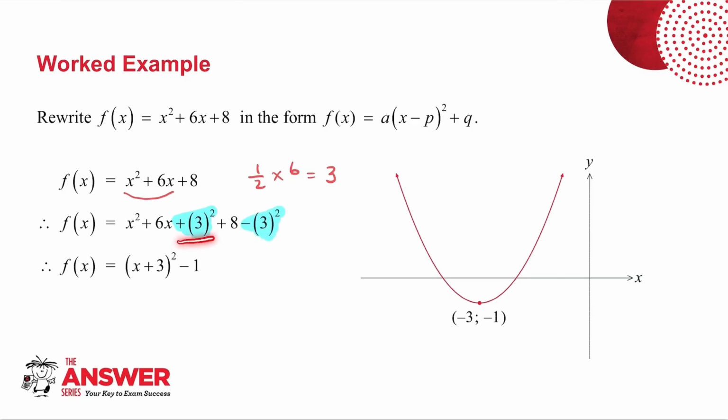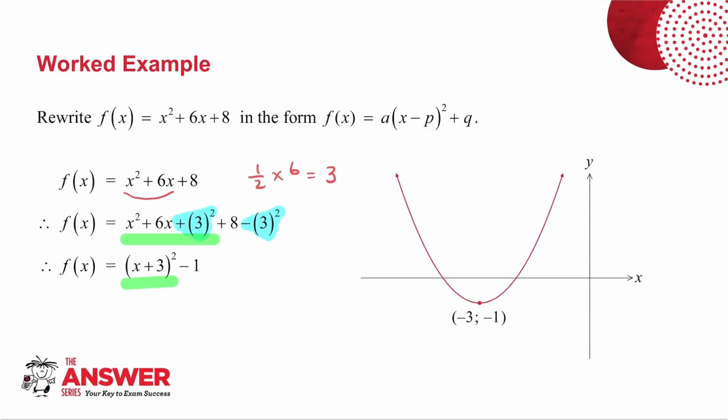So the plus 3 squared minus 3 squared cancel out, which means I've got exactly what I had in the beginning. Now you might ask, why have I done that if these are going to cancel out? Well, the reason is because these first 3 terms are going to give you a perfect square. So those first 3 terms give you x plus 3 all squared. And then I collect together 8 minus 9 is minus 1. And there I've rewritten f of x in the required form.